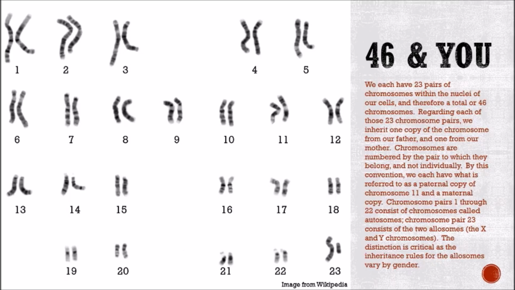So chromosome pairs 1 through 22 consist of the chromosomes called autosomes, and chromosome pair 23 consists of the 2 allosomes, the X and the Y chromosomes. This distinction is critical because they have different inheritance rules for the allosomes. Those inheritance rules will vary by gender, as I explained. Like a father can only pass a Y to a son. Otherwise, if he passed an X, it would have been a daughter. Okay.